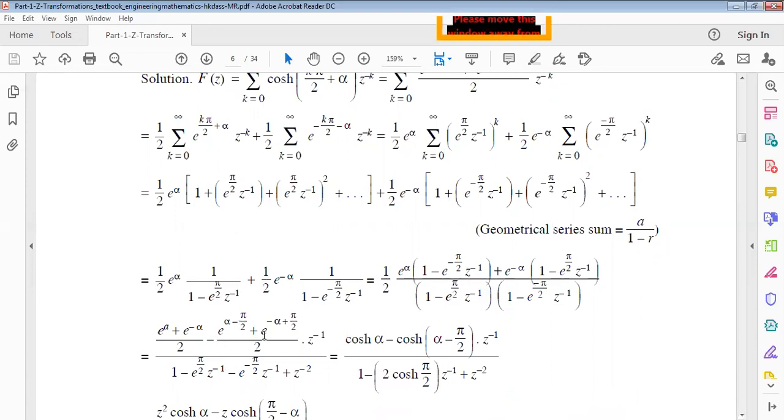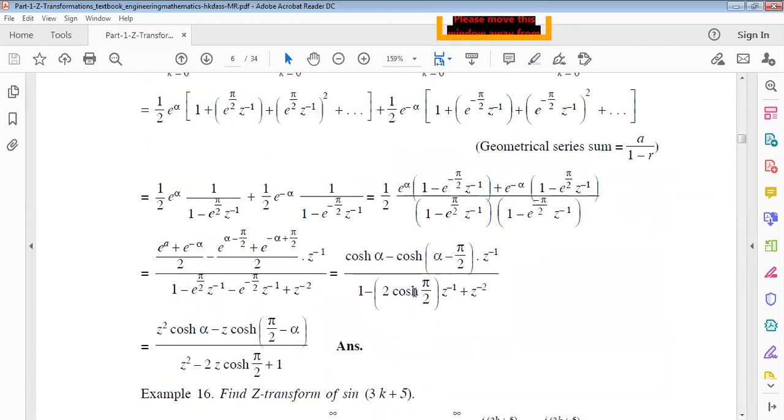Now we must convert the exponential form to a hyperbolic function, because our function was given in a hyperbolic function. This is why we have to arrange this one: e to the power alpha plus e to the power minus alpha by 2, what will it be? cos hyperbolic alpha. Remember it. e to the power alpha minus pi by 2, e to the power minus alpha minus pi by 2, bracket 1. This is why this will be cos hyperbolic alpha minus pi by 2. Now z to the power minus 1.